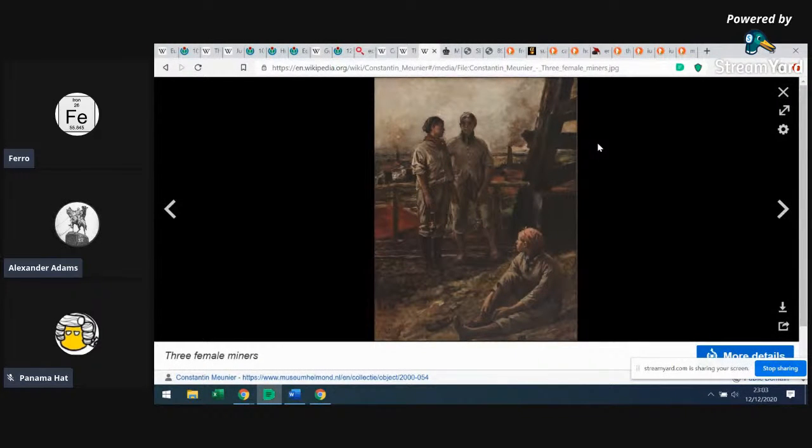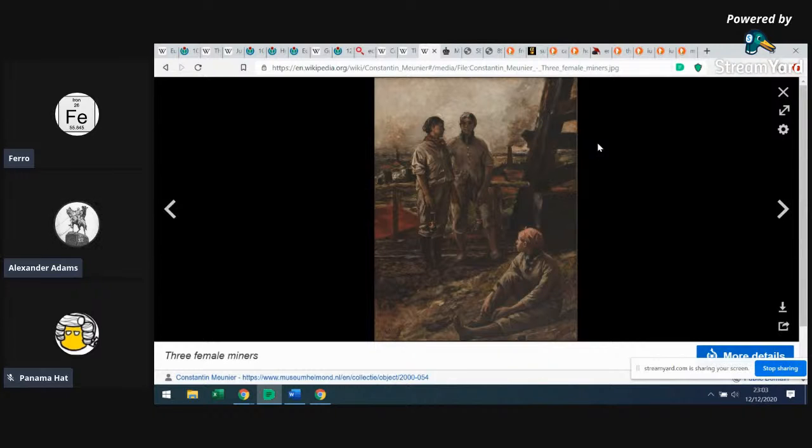This is the cross section between the 19th century and the 20th century. Three female miners here by Constantine Meunier, an artist you've never heard of, but who you will be able to impress your friends and family with, because I'm going to tell you something very amazing in a minute. So, three female miners. Belgian painter, worked a lot in the mining communities, depicting workers there. Belgium was very heavily industrialized, a big producer of steel, of coal, also of textiles. So there was a lot of that work.